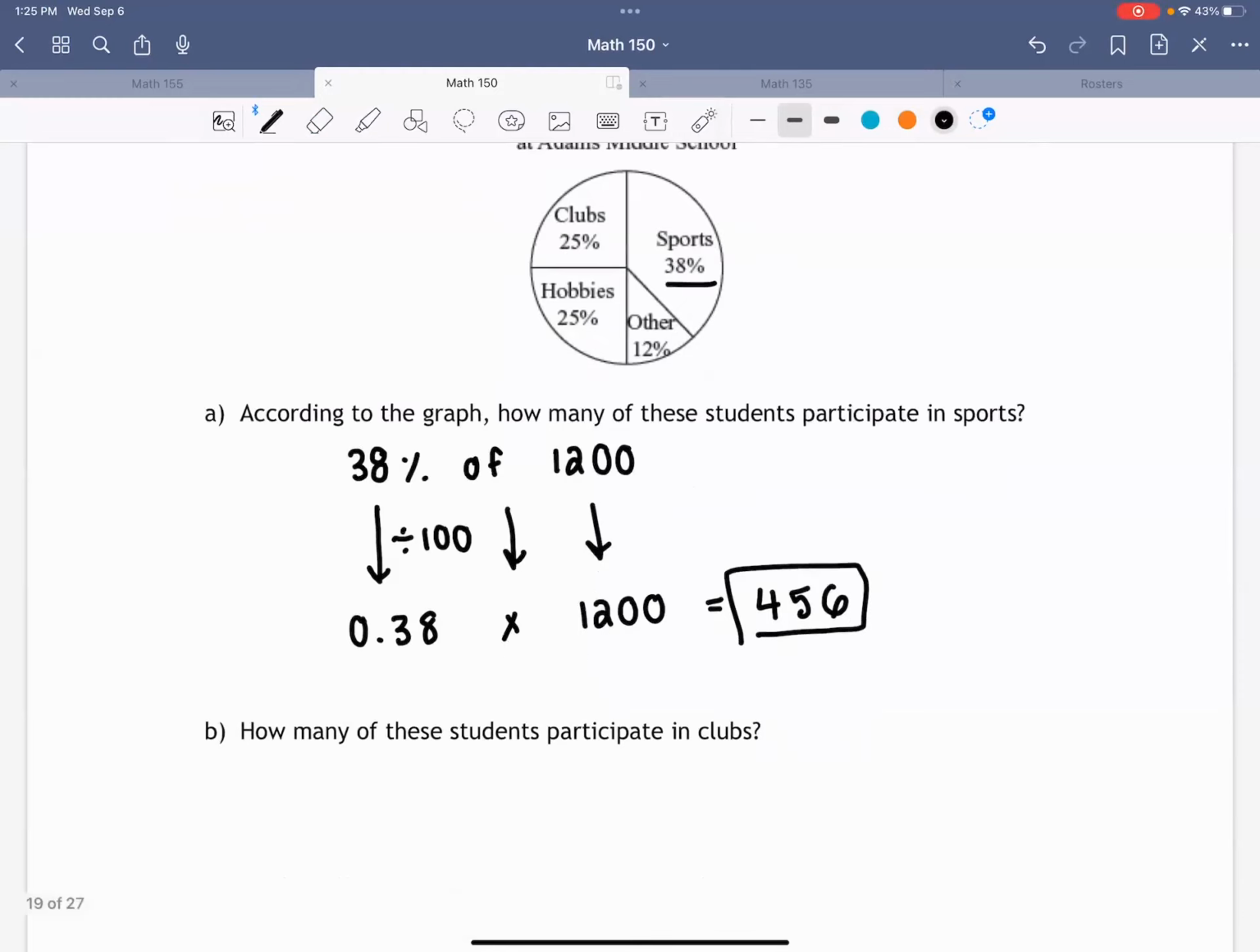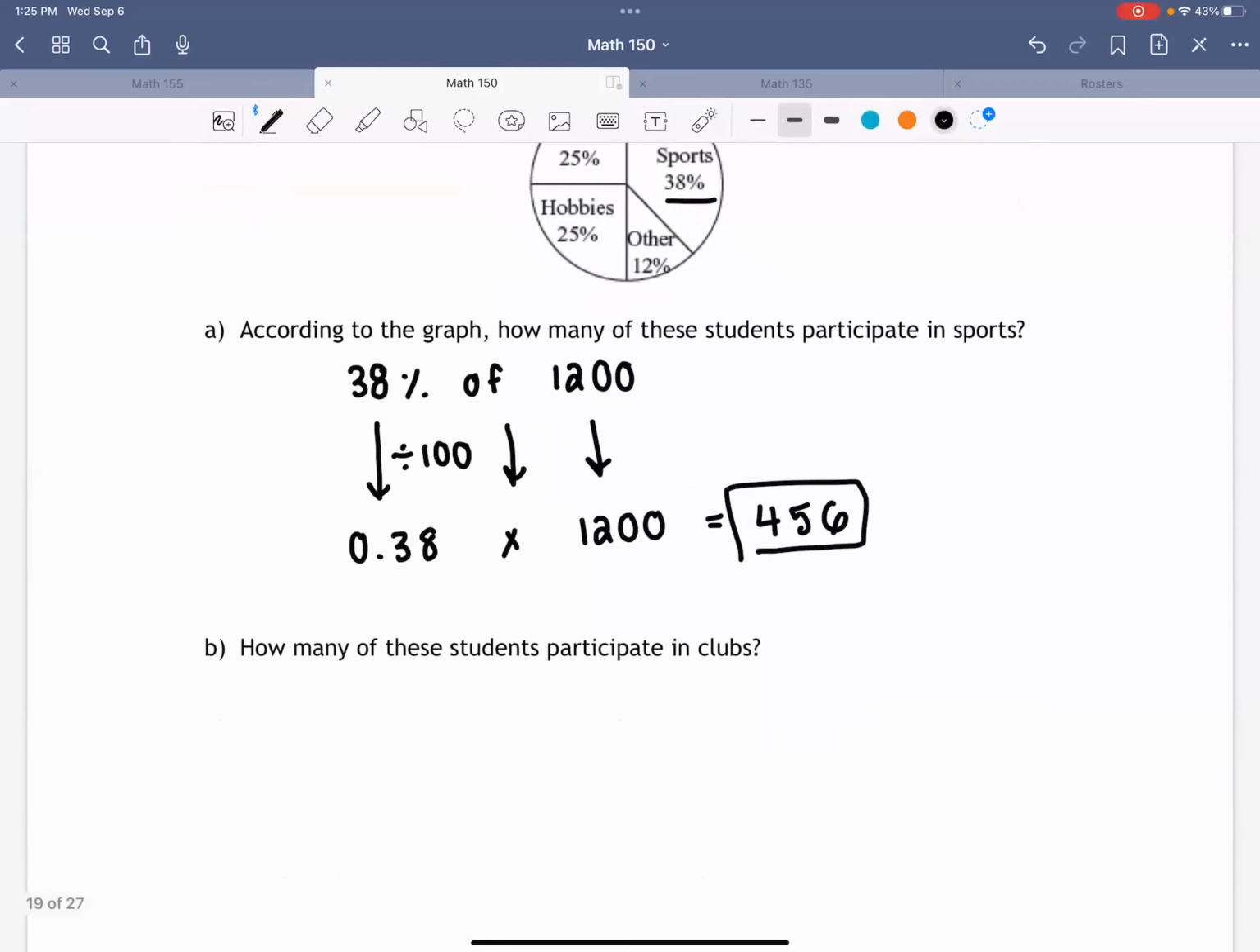Now a very similar question. How about this? I'm going to give you 2 seconds to find how many students participate in clubs using the same method, and then we'll come back.